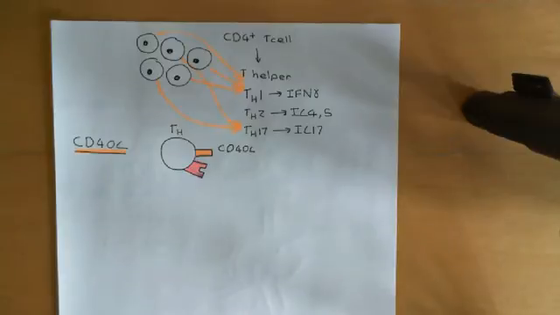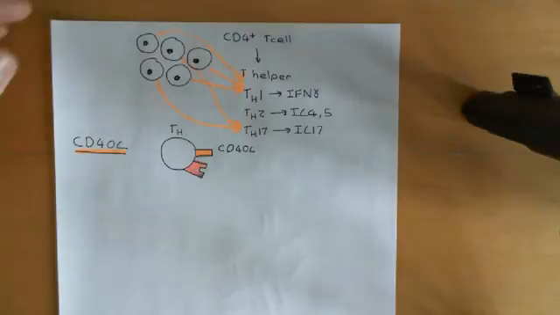Now, T helper cells are capable of helping B cells in the activation process, and all three types of T helper cells are capable of activating B cells or assisting in the activation of B cells. The reason that they're all capable of assisting in the activation of B cells is that they all have this CD40 ligand molecule on their surface.